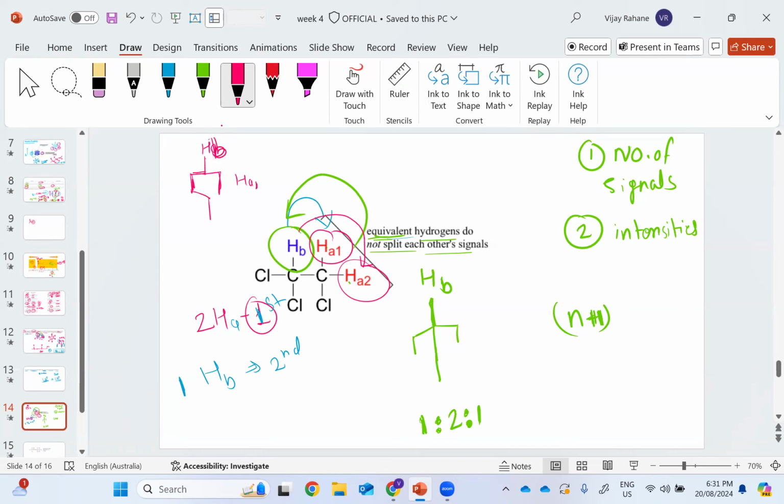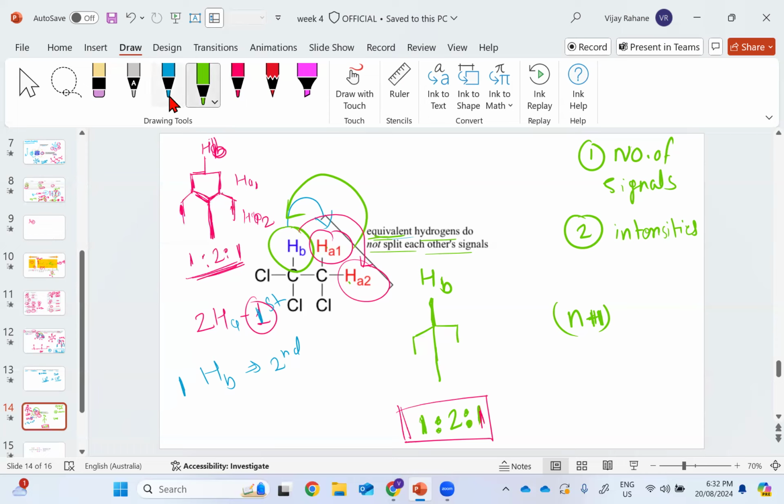Now again, in this manner it will add up right here. This splitting is now due to HA2. So the overall intensity for this peak will be 1:2:1. Because the coupling constant is the same, this will add up here, and the intensity will look like this. So this HB proton shows a triplet with the intensity 1:2:1, right?